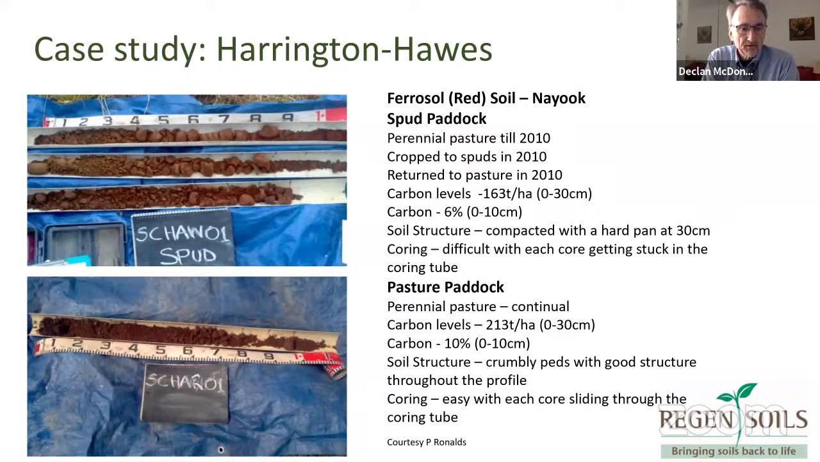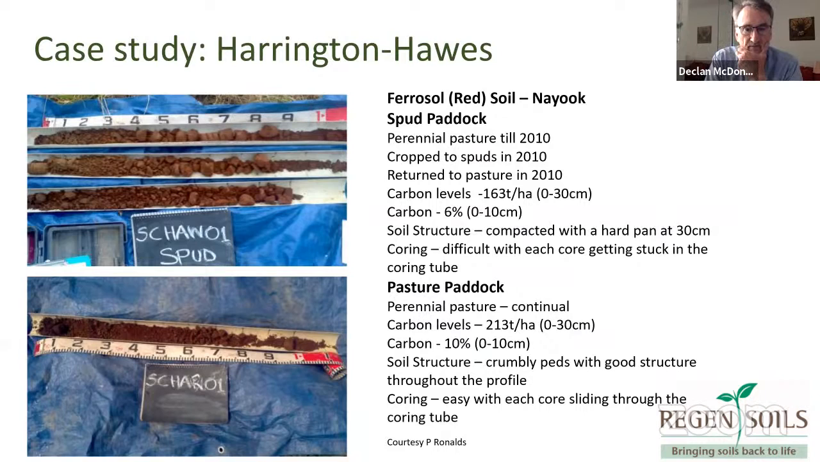So what this showed, the top photograph is the potato paddock and the bottom photograph is the pasture paddock. And the potato paddock was in perennial pasture until 2010. It was cropped for 1 year in 2010 and returned to pasture in 2010. And this sampling was done, I think it was 2017 or thereabouts, so a number of years later.